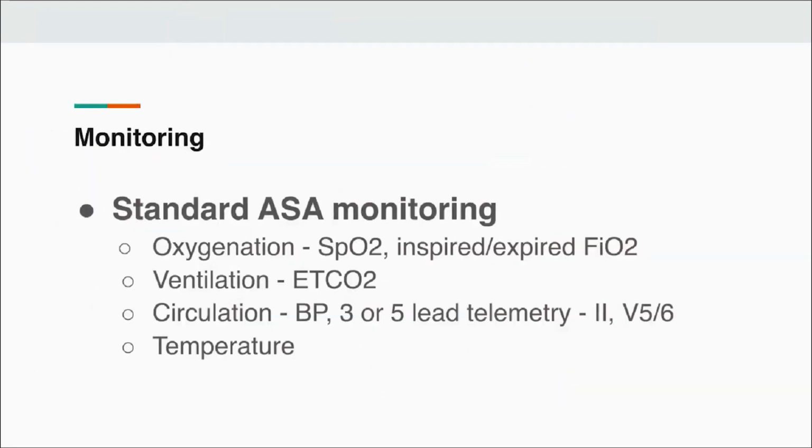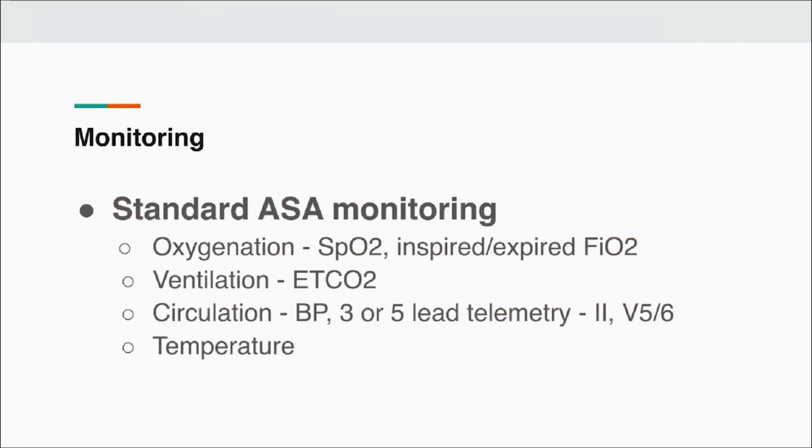Next, we're going to talk about patient monitoring. The simplest form of patient monitoring is our standard ASA monitoring, which is really 4 or 5 monitors for any patient that's coming to the operating room. The first type of monitoring is oxygenation. And again, in its simplest form, this is a pulse oximeter on a finger or an ear. And if the patient does have a secured airway, we can measure inspired and expired FiO2 or oxygen concentration.